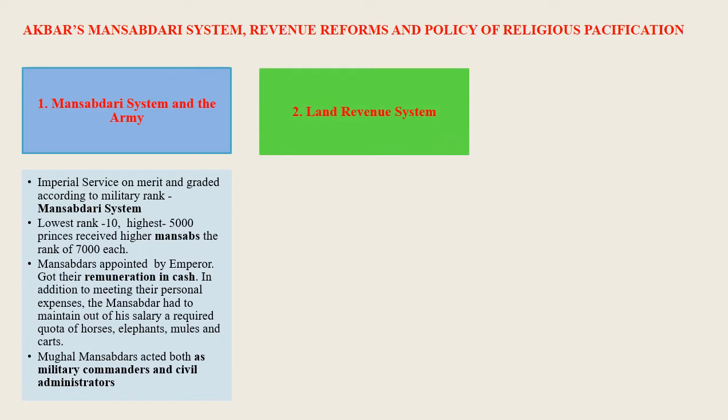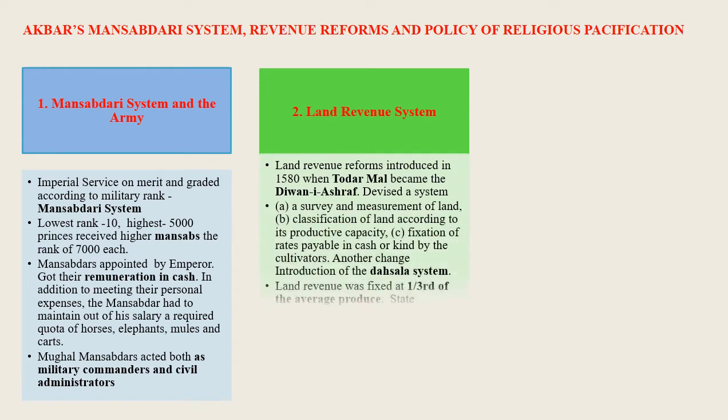Land revenue. Land revenue reforms were introduced in 1580 when Todar Mal became the Diwan-e-Ashraf, the head of the land revenue department. Todar Mal devised a system based on a survey and measurement of land, classification of land according to its productive capacity, and fixation of rates payable in cash or kind by cultivators.